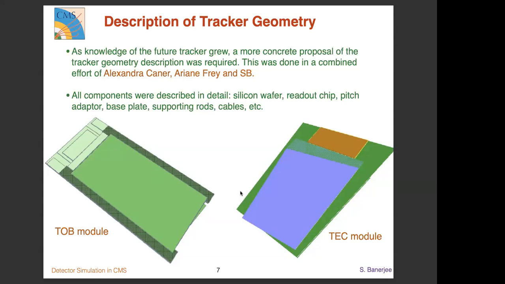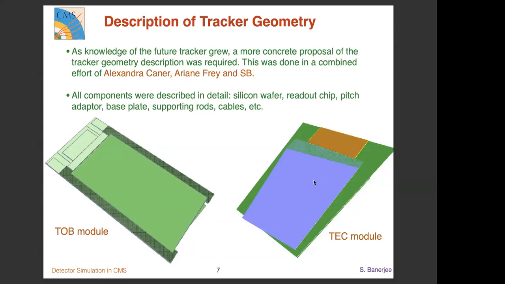So you can combine these components to make a module. For example, on the left side here, you have the TOB module. It's a two-layer module. One is the layer along the z-axis, and then there is a layer just underneath it, which has a stereo angle of 100 milliradian with respect to this one.